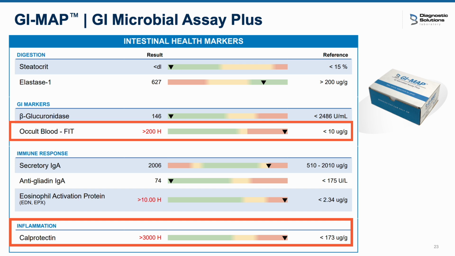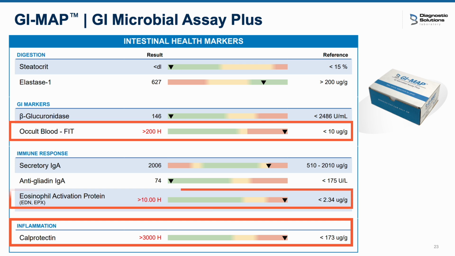So when we see high blood, when we see high calprotectin, this is absolutely classic for inflammatory bowel disease, both Crohn's and colitis. You'll also commonly see eosinophil activation protein high, and in this case, we see it over 10, which is showing that eosinophils, a different class of white blood cells, are also active in the gut. So there's a lot of inflammation going on here. In fact, you want to look at every single marker on page 4 because you'll see variations in all of these in your patients with inflammatory bowel disease.